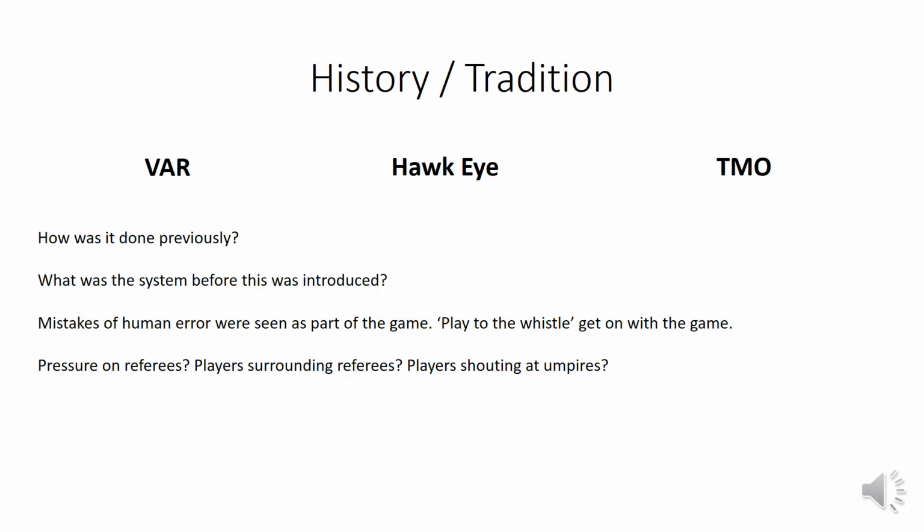Next one, history and tradition. So how was it done before? So like playing to the whistle. You know what I mean? What was the system before this was introduced? So again, players shouting at referees. It used to be that, and this still happens where there isn't VAR, where players in non-league will be thinking, do you know what, I'll be able to get a decision out of the referee by being in his ear all game and trying to persuade referees and things. So there was always that bit of controversy. Like everyone used to say, oh, Howard Webb always gives Manchester United penalties at Old Trafford type thing when they were in their dominant era. So yeah, that's what I'd be going for there.